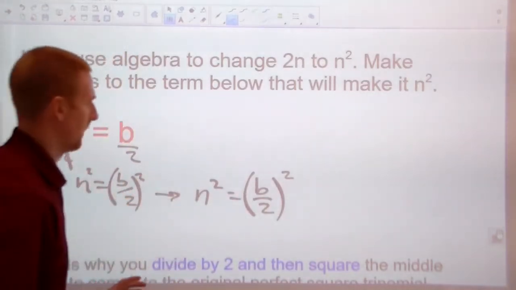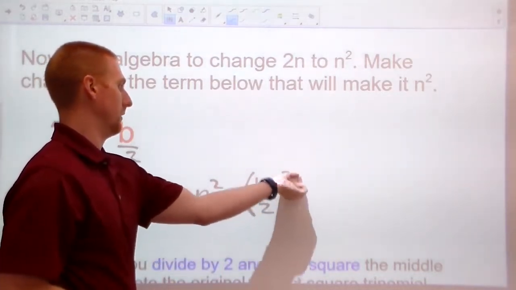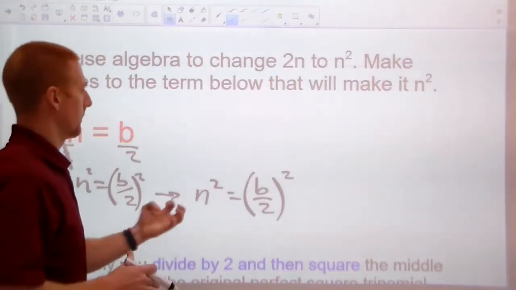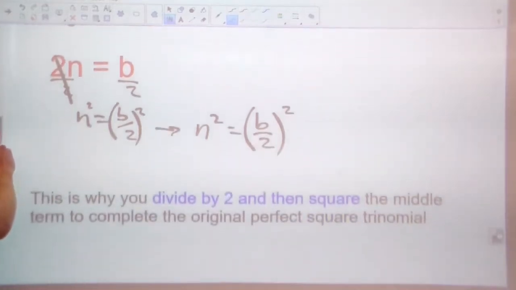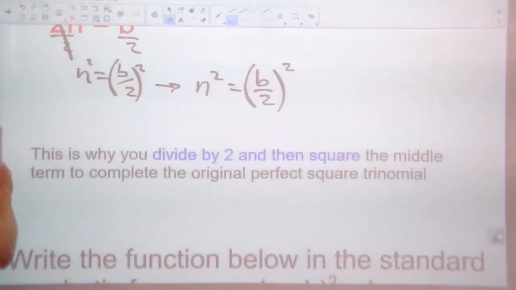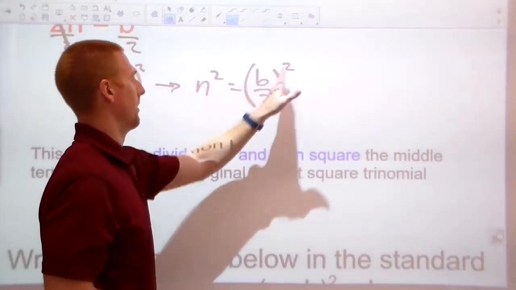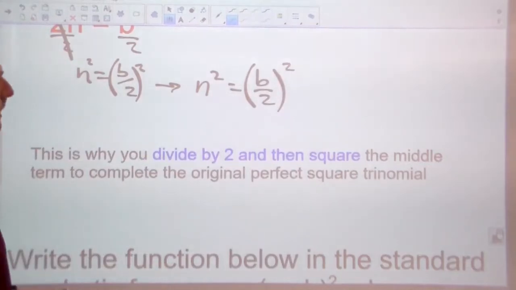And hopefully, again, this is coming into view now. We took the middle term, divided it by 2, and then squared it, and that made it produce that last term. It made it be a perfect square trinomial. So that's sort of a mini piece of the proof there. All right, I guess that actually does prove why you do that process. Divide by 2 and then square it. That's the process that you're going to do to complete the square.